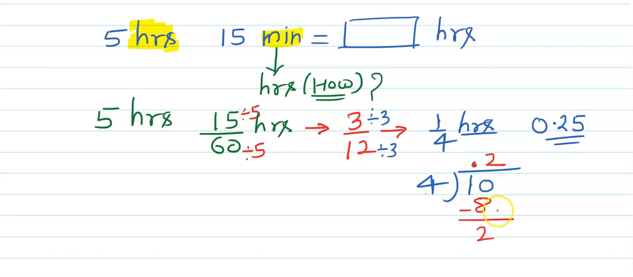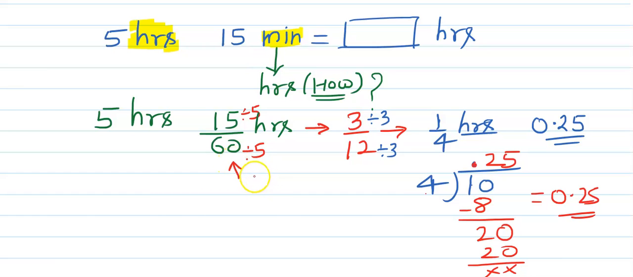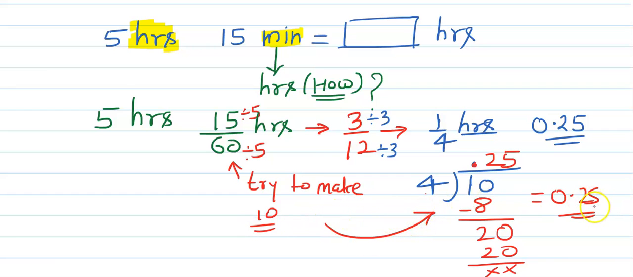Because the point is there, you can put another 0 here. How many 4 goes in 20? So 4 times 5 is 20. Okay, so it is again 0.25. Yeah, so try to make 10 here first. If you can't, then you need to follow the long division method for decimals.